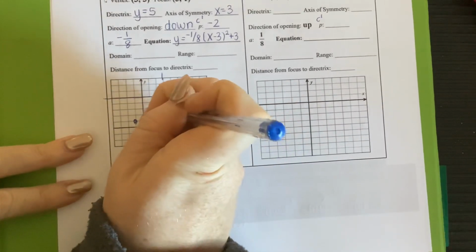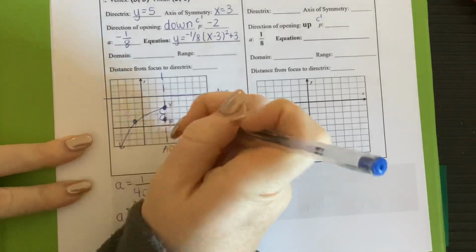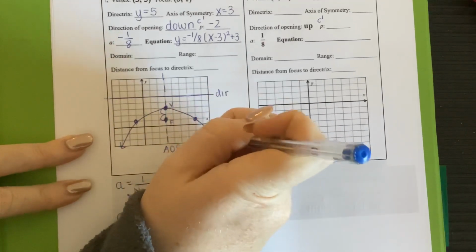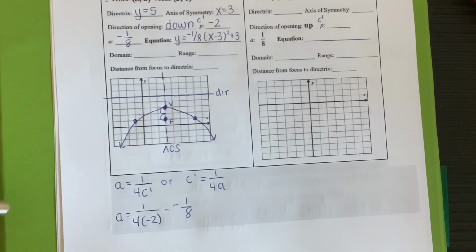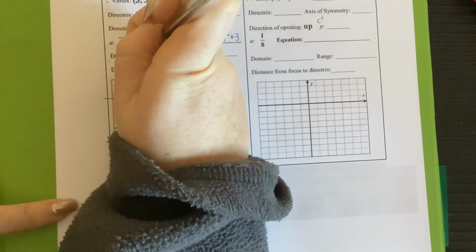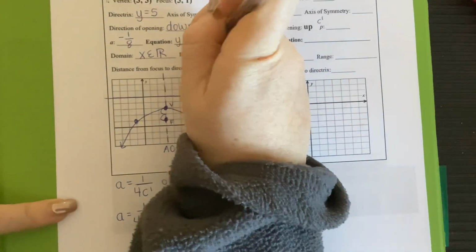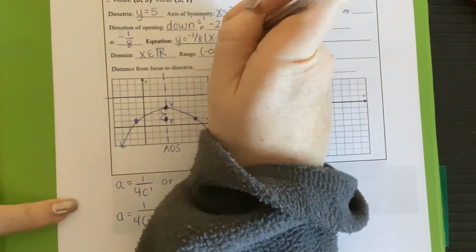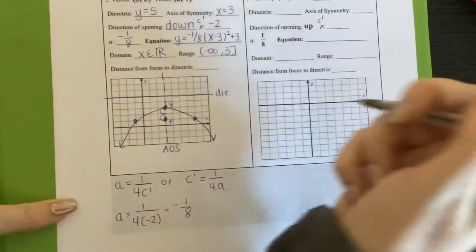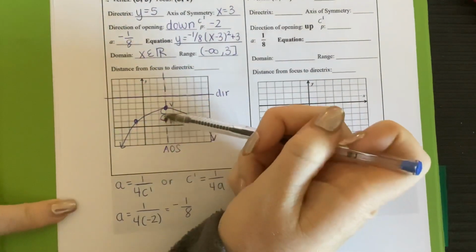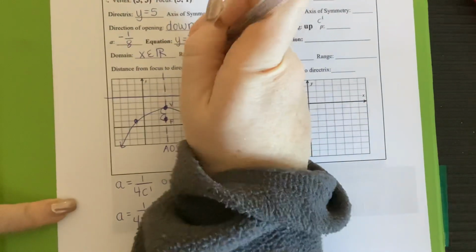So now we can sketch, and it gives you what that quadratic is going to look like. Your domain is always going to be all real numbers. Your range in this case is going to be from -infinity until you hit 3. And our distance from our focus to our directrix, 1, 2, 3, 4, is 4 units.